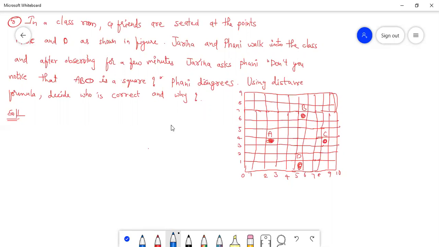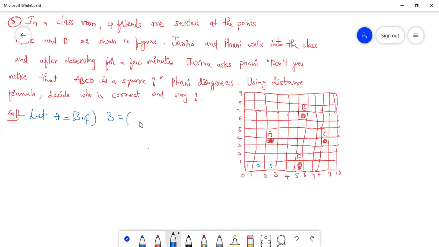First, we can find out by observing this figure. A, B, C, D are seated. Seating points are A, B, C, D. First, we can write what is the A point, B point, C point, D point from this diagram. So here, let A be in the first box, second box, third box. In the x-axis it is 3 and y-axis is 4, so A point is (3, 4).